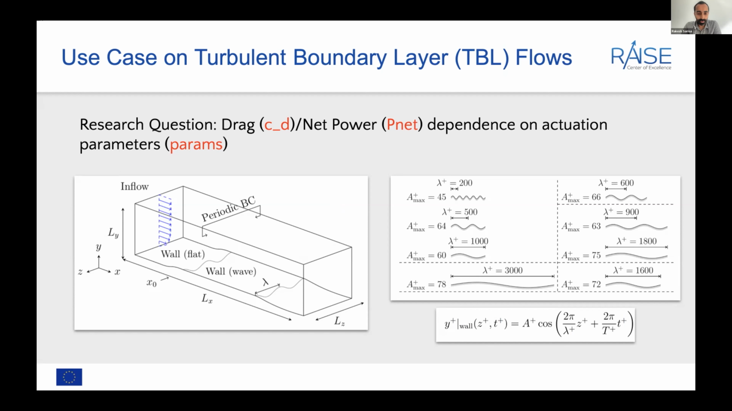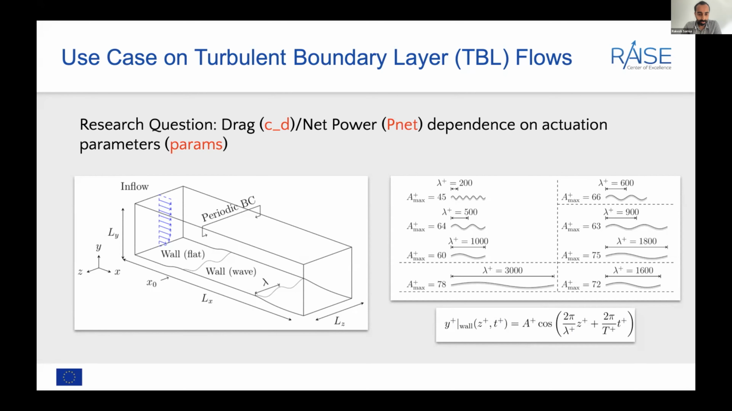And in order to introduce this actuation, we have a few parameters. This is the equation which defines these surface waves. So basically, we have, for example, the amplitude, the wavelength, the period, and we want to find the dependence of the drag and net power on the actuation parameters that we have.